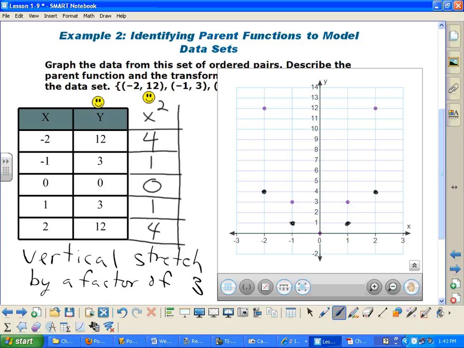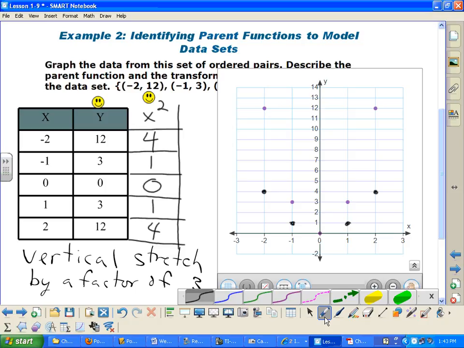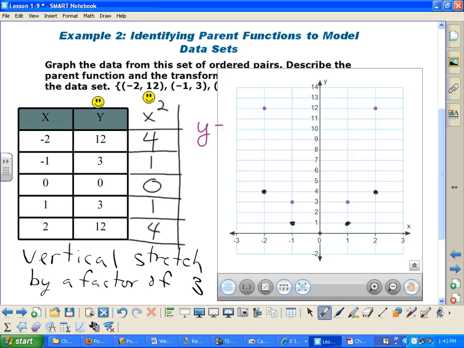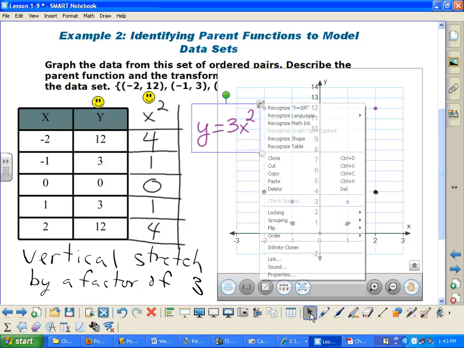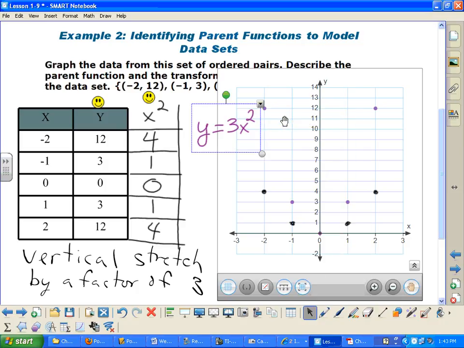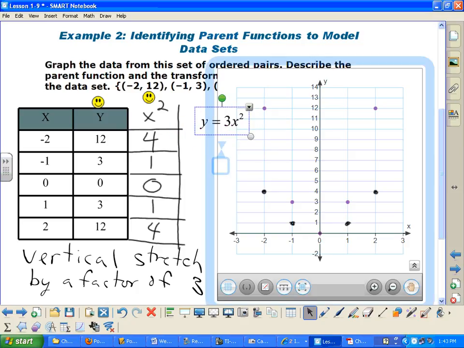Which means that this then is y equals 3x squared. Let's see if it still likes me today. There we go. Oh, there it is. So we have a quadratic that is vertically stretched by a factor of 3. And so all I have to do is multiply x squared by 3.